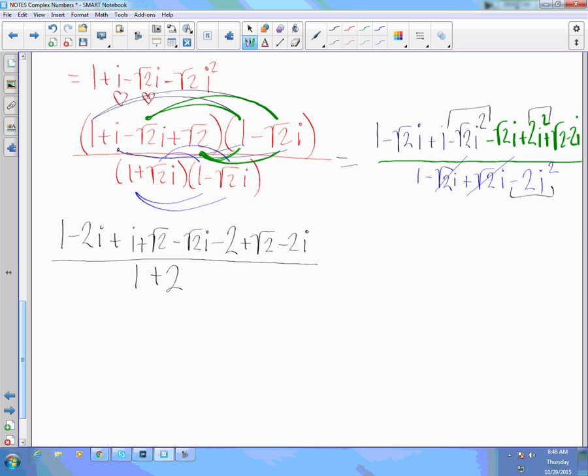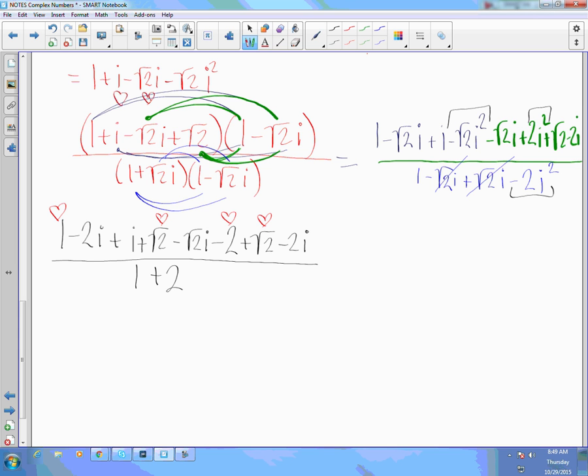You would combine the like terms. We need to find all the real pieces, right? So let's find all the real pieces. This one's real. If it doesn't have an i, it's real. That one's real. This one's real. And this one's real, right?